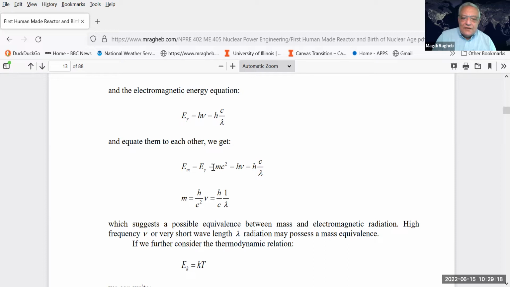So if you take the mass here and equate the energy of the mass to the energy of the radiation, you have mc² for the energy in a mass. You equate it to the energy in radiation, and you find something very interesting here, that mass can be equivalent to the existence of radiation with a proportionality constant of h, Planck's constant, divided by c².